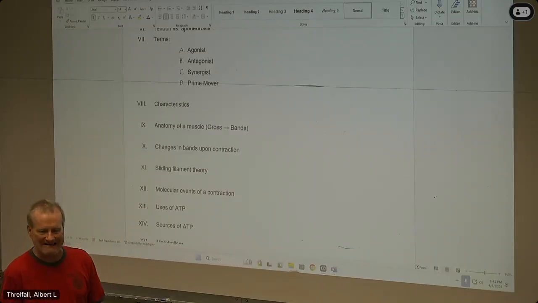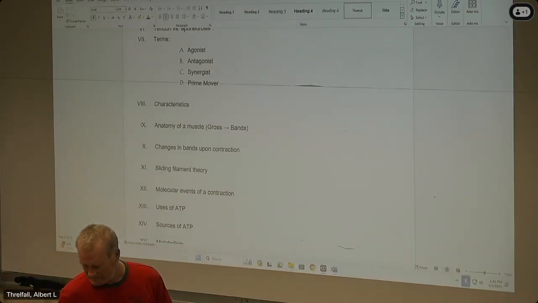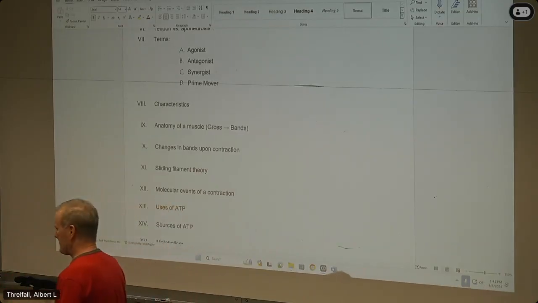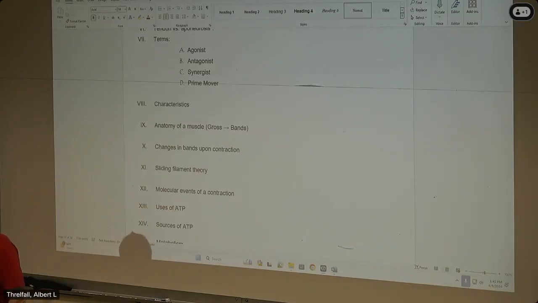4 characteristics. Number 1, irritability. Number 2, contractility. So that means muscles are capable of being irritated. Translation, muscles are capable of being stimulated. And then characteristic number 2, contractility. That's how muscles respond when they're stimulated.